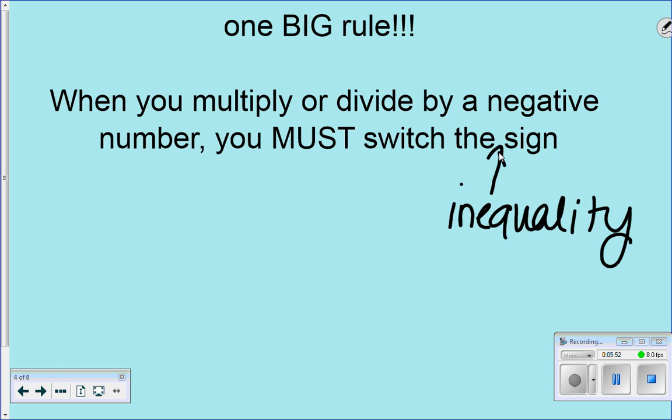Okay, so here's an example. Anybody still need this yet? You do? Okay. It doesn't understand how our number line works. And that's why we have to flip the sign.